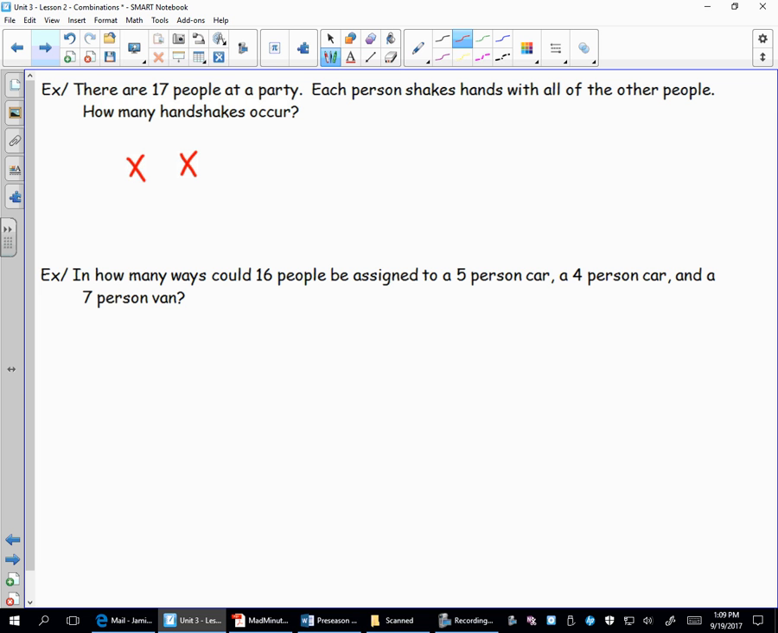There's 17 people. The order they shake hands in doesn't matter. We just have to make groups of 2. So if you want to know how many handshakes there are all together, we can use a combination. Here's 136.